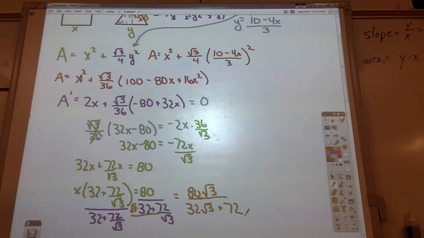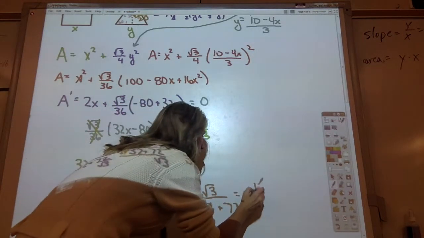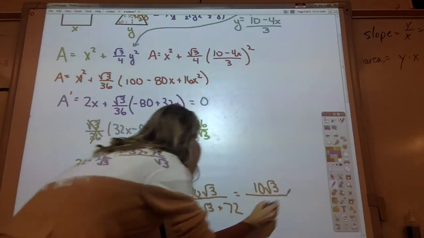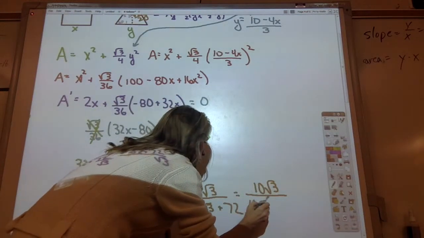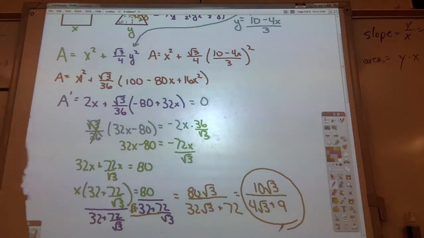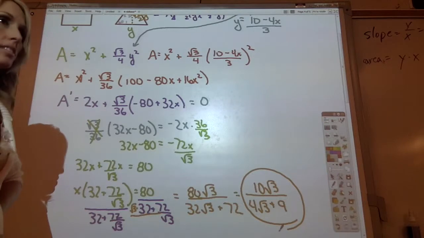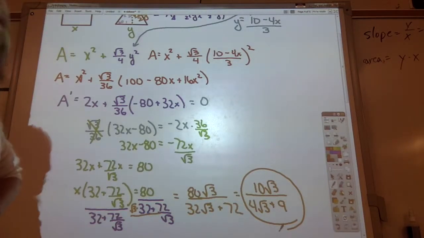What goes into, is there a common factor for 80, 72, and 32? A decent size one? Yes. 8's the biggest one. So we factored an 8 out of the bottom and canceled it with an 8 on the top. Okay? You saw that happen, right? It was magic. But we're not done.